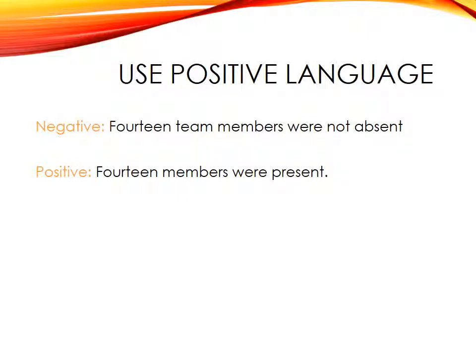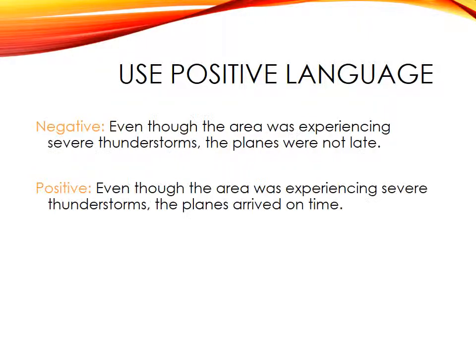"Fourteen team members were not absent." Woo, that sounds bad. And I'm just really trying to say the good thing. "Fourteen members were present." Okay? "Even though the area was experiencing severe thunderstorms, the planes were not late." That "were not late" really doesn't tell me anything. "Even though the area was experiencing severe thunderstorms, the planes arrived on time." Much better.